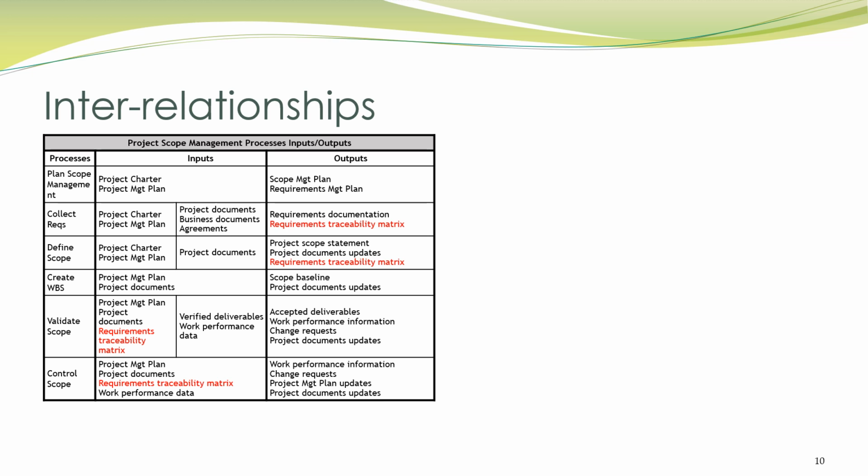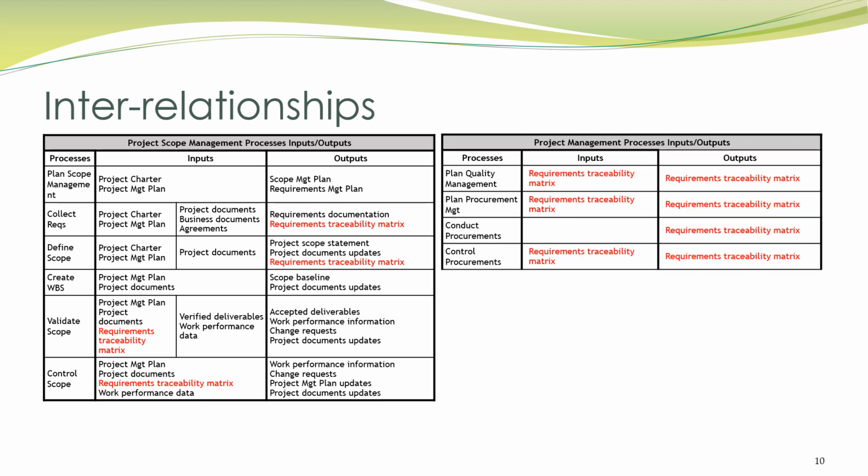Therefore, the matrix is an output of the collect requirements process and the define scope process, especially if requirements have changed during the project lifecycle. The matrix is also an input into the validate scope and control scope processes. Can you think of why?